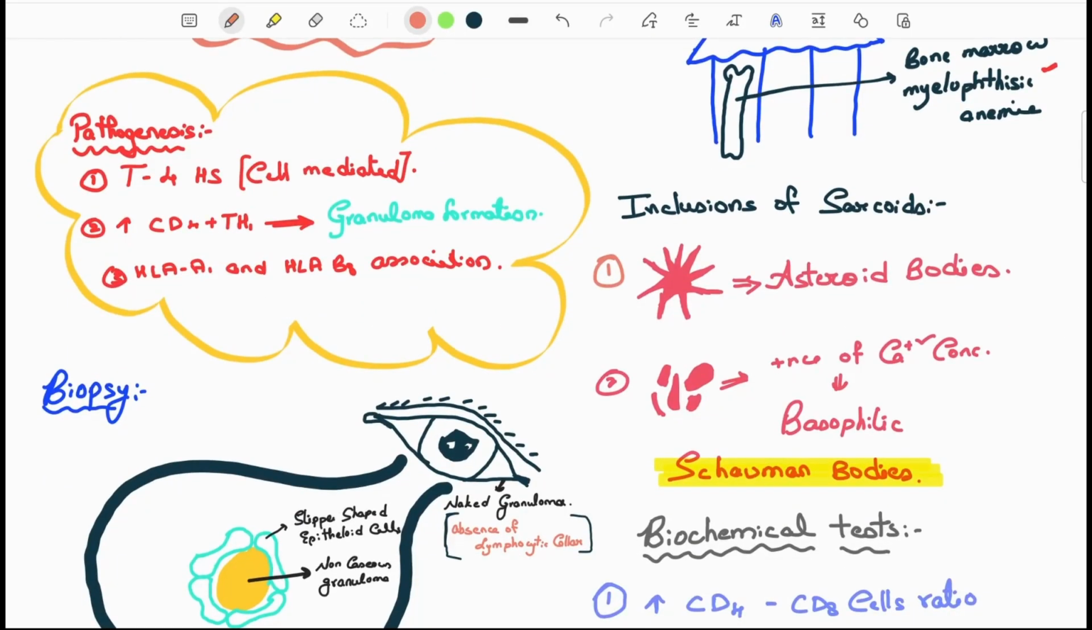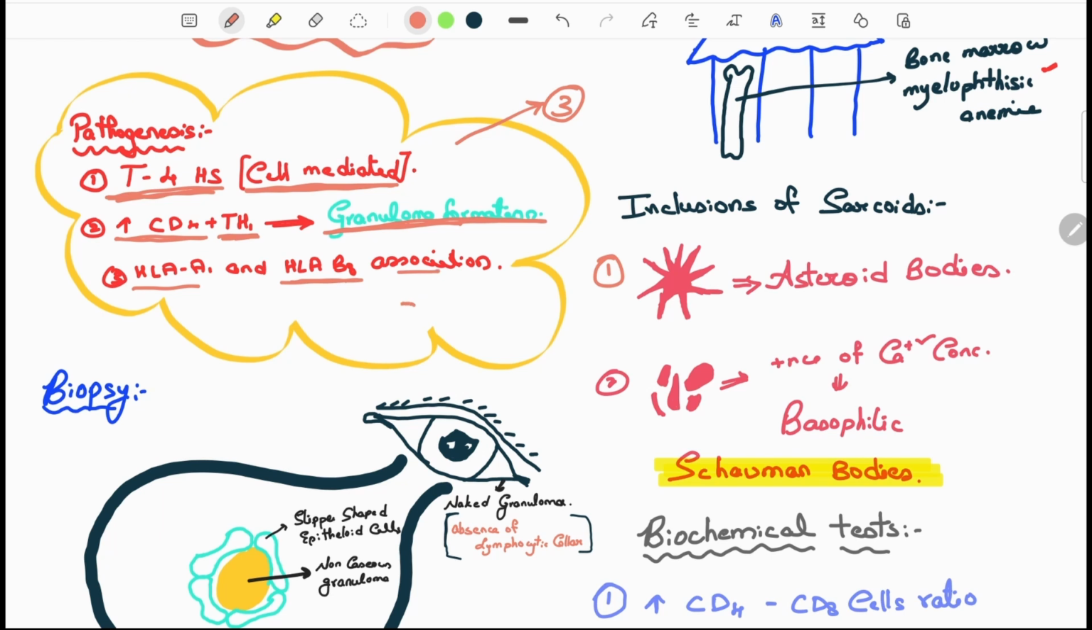Okay, next let's move to the pathogenesis. In pathogenesis, the three most important points that one should remember are: it is a type 4 hypersensitivity reaction, meaning cell mediated immunity is affected. And next one is there will be an increase in CD4 helper T cells, and there will be granuloma formation also. Granuloma formation we can see in tuberculosis and this sarcoidosis. Okay, and here HLA-A1 and HLA-B8 association can be seen.